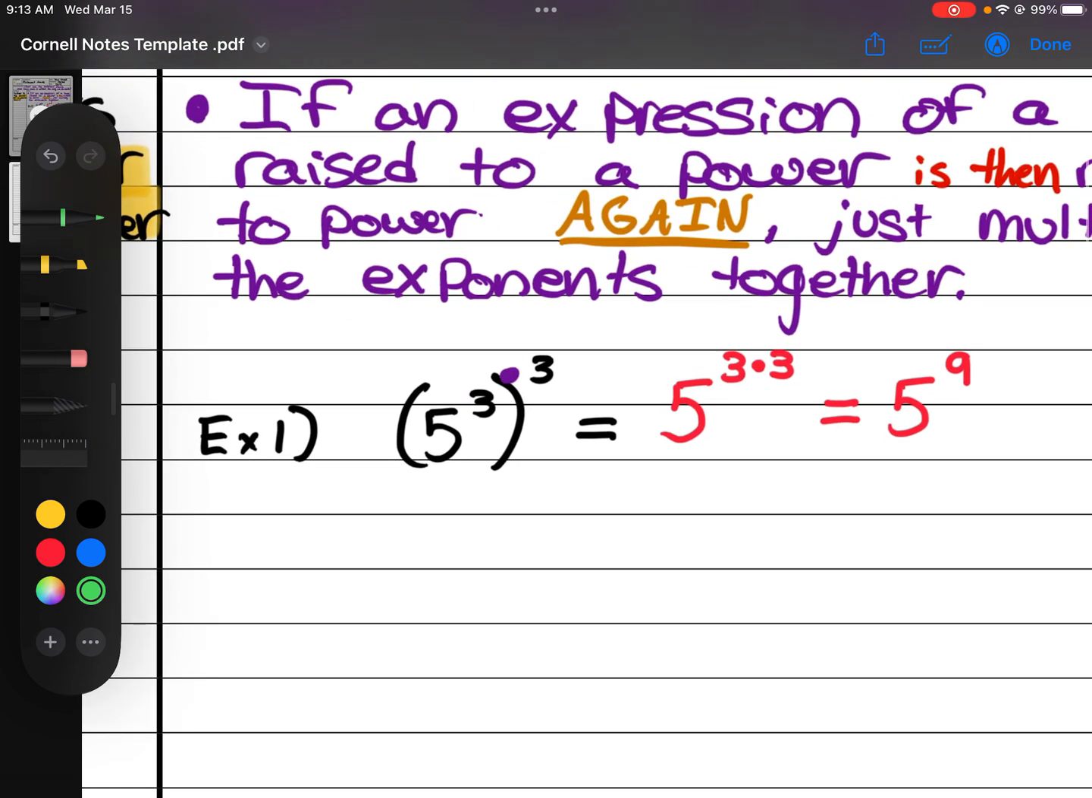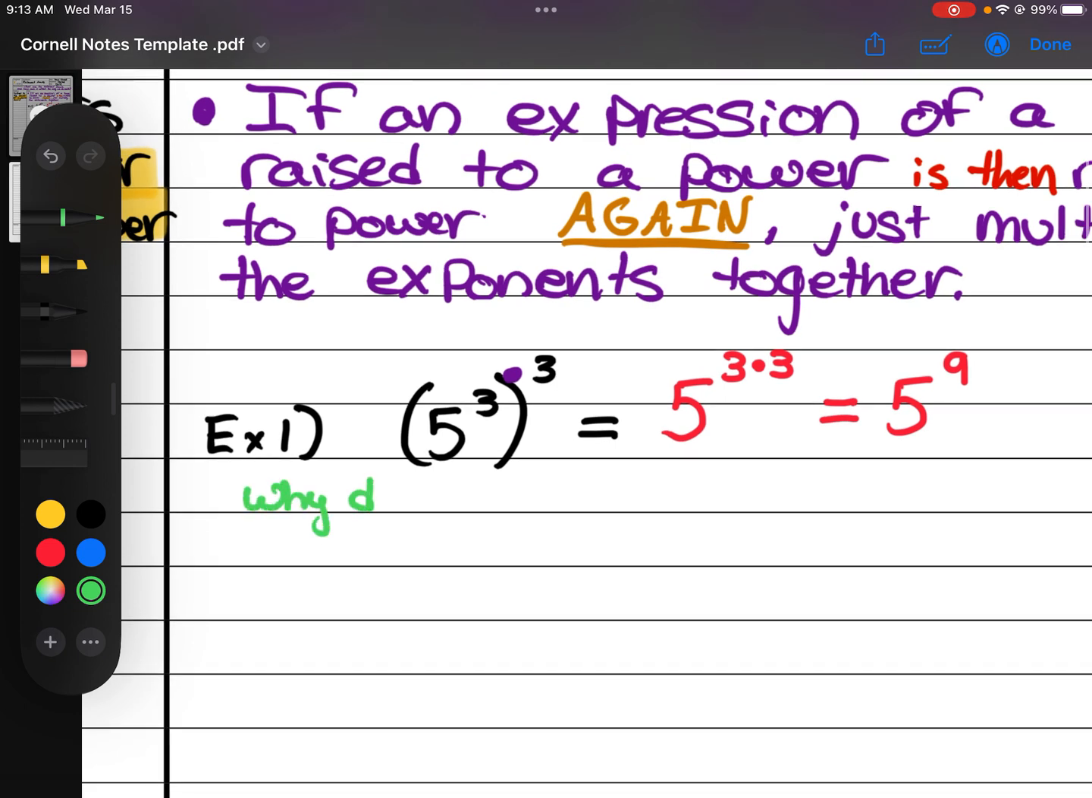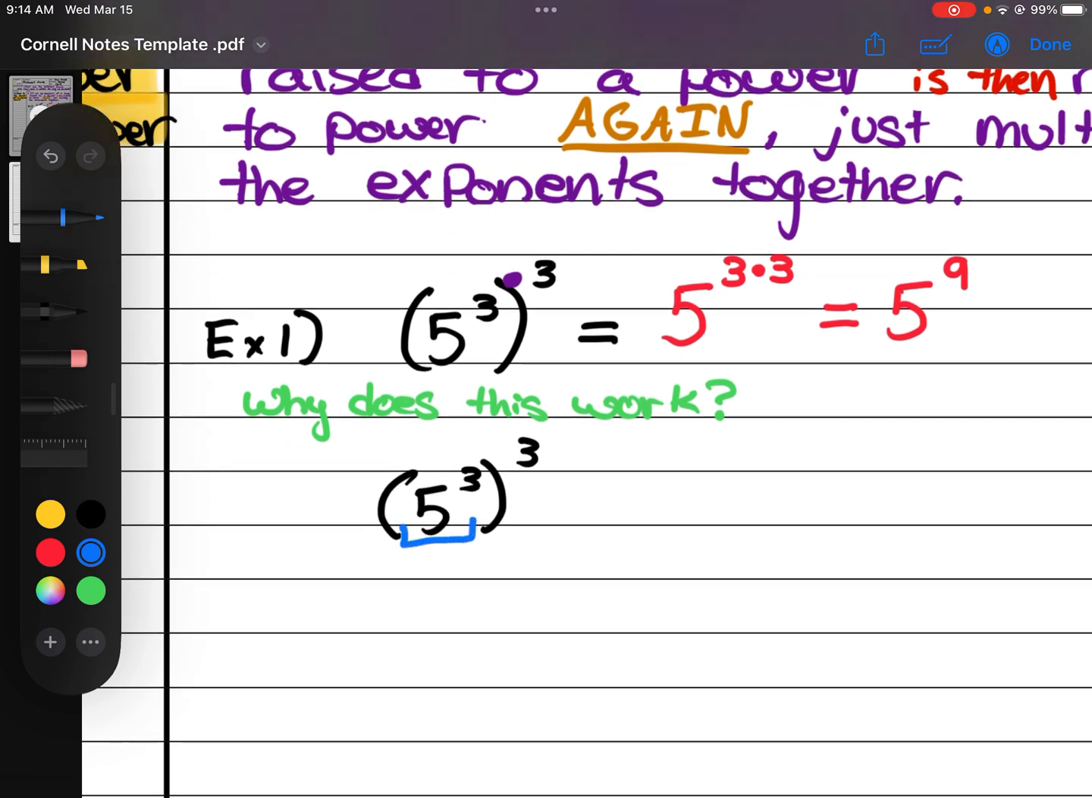Okay? But now we're going to talk about, why does this work? So I want you to copy that down again. Why does this work? Okay, well, I have 5 to the third power, and we know that can be written as, so I'm going to rewrite down here, 5 to the third to the third. So I'm looking at the inside of my parentheses here, and I know 5 to the third power can be written as 5 times 5 times 5, right? Now, don't forget, I have that whole thing to the third power again.